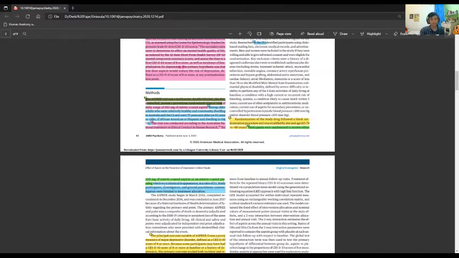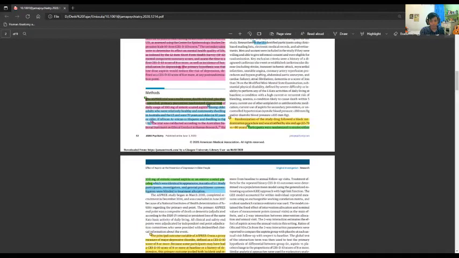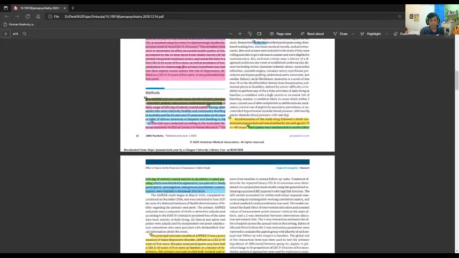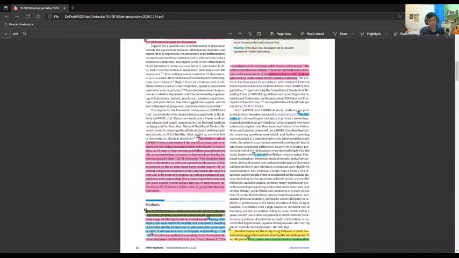And I forgot about the pages. So points 3A, 4A, and 4B are located on page number 2, and 3B is located on page number 3. Okay, let's go ahead to the outcomes.